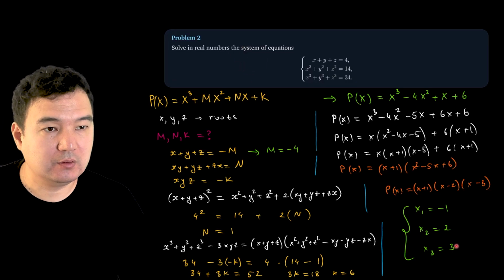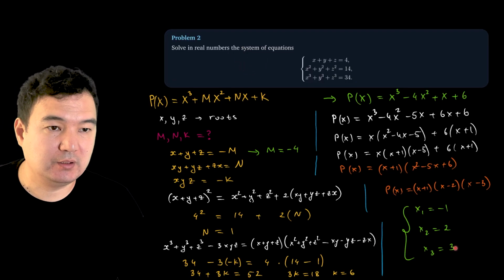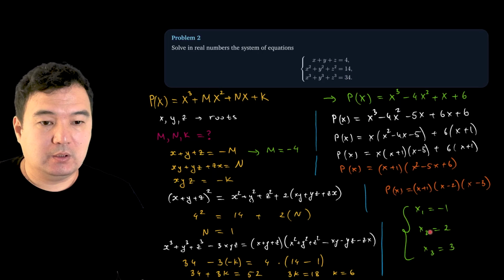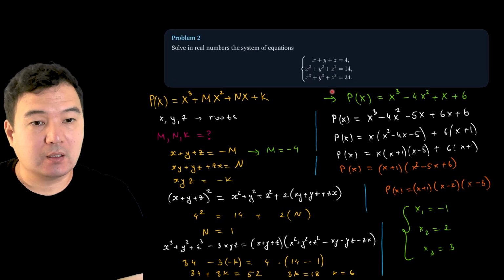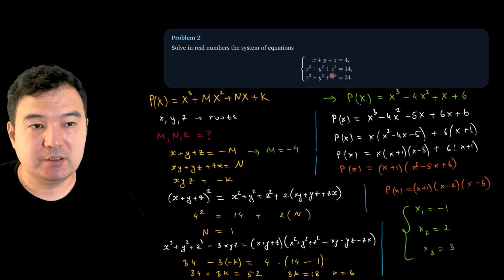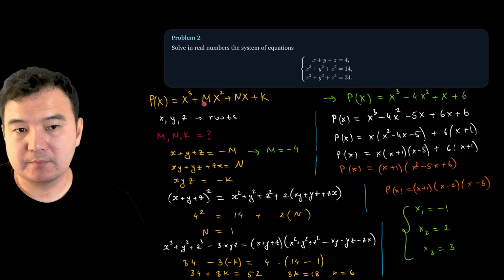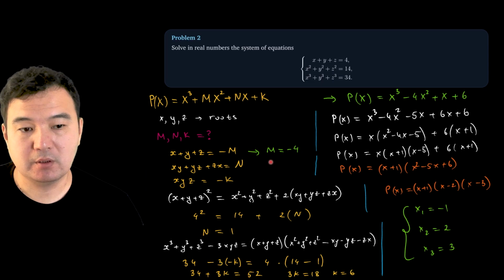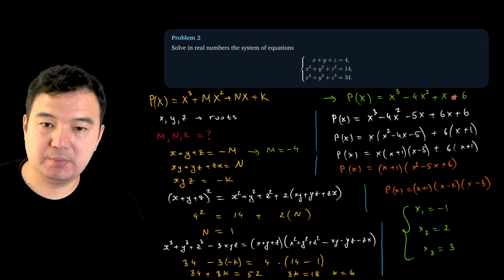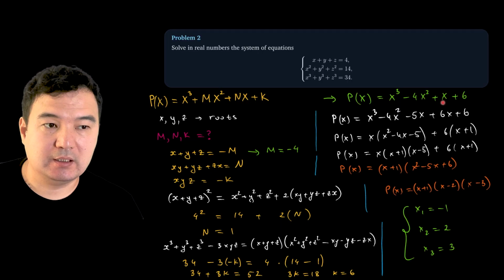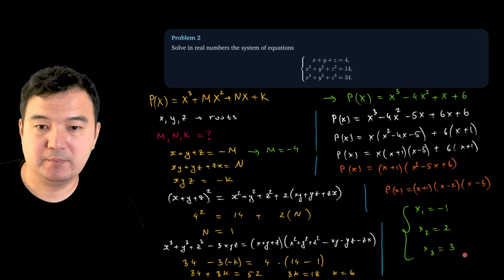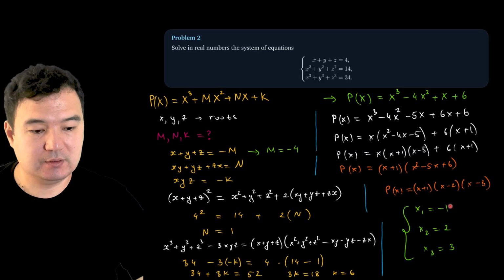Because the sum is 4, if you do the sum of squares that gives 14, and the sum of cubes should give you 34. So if we summarize, these three numbers x, y, z were the roots of this polynomial P(x), and we used Vieta's theorem to exactly identify that polynomial P(x). After that, we just solve the polynomial P(x) and find the roots to be -1, 2, and 3. So that completes the solution of this system.